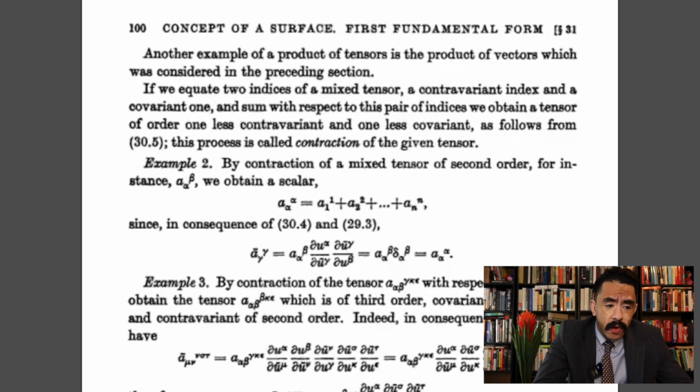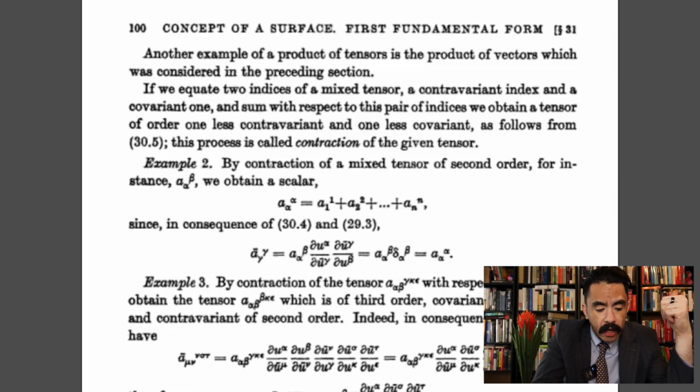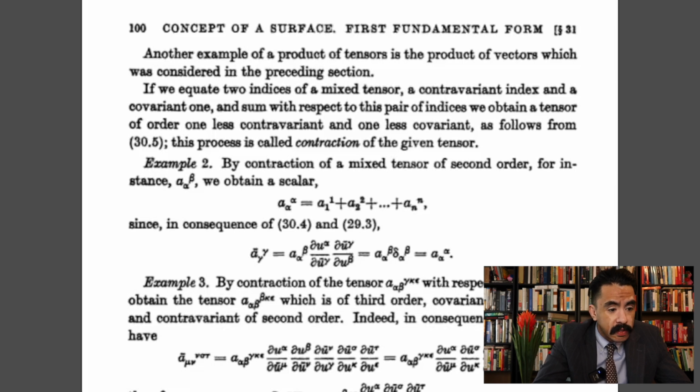If we equate two indices of a mixed tensor, a contravariant index and a covariant one, and sum with respect to this pair of indices, we obtain a tensor of order 1 less contravariant and 1 less covariant, as follows from the transformation law for a mixed tensor. This process is called contraction of the given tensor. Example 2. By contraction of a mixed tensor of second order, for instance, A sub alpha superscript beta, we obtain a scalar. A sub alpha superscript alpha equals A sub 1 superscript 1 plus A sub 2 superscript 2 plus, etc.